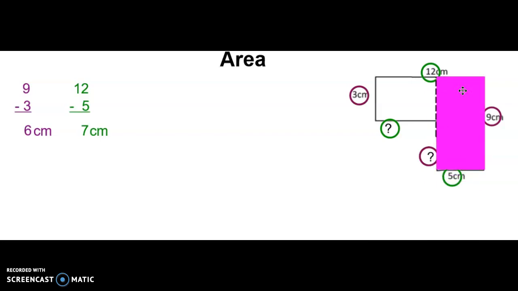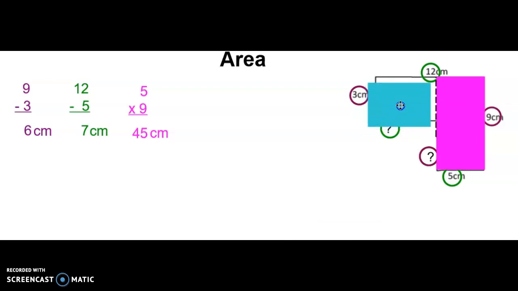So remember, the formula for area is length times width. So the length here would be 5, and the width is 9. So I'm going to do 5 times 9, and 5 times 9 is 45 centimeters. So we know the area for the pink is 45 centimeters.